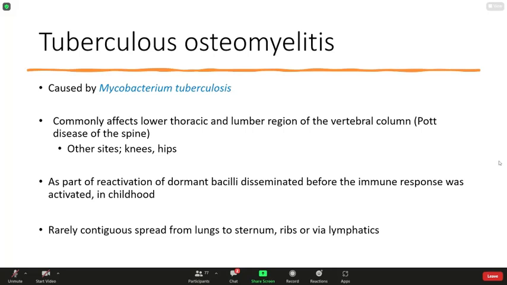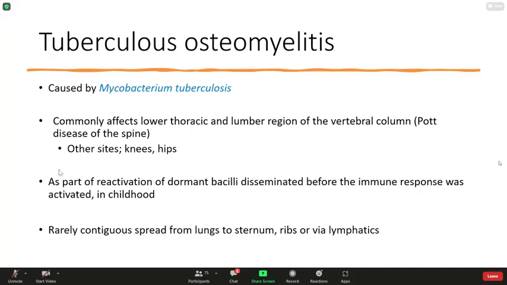As with tuberculosis infection elsewhere in the body, it is caused by Mycobacterium tuberculosis, and it commonly affects the lower thoracic and lumbar region of the vertebral column. So tuberculous infection of the vertebral column is called Pott's disease. That's the term that we are using. Other than the spine, this infection can involve especially the knees and hips.